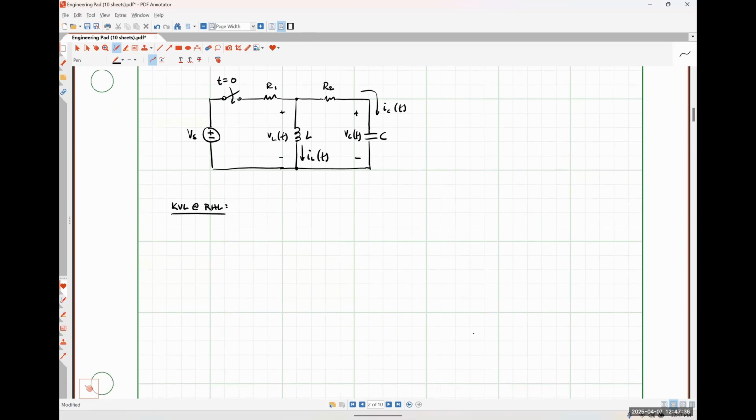And so looking at this guy, I might say that the voltage drop across my inductor, VL of t, is going to be equal to the voltage drop across that resistor R2, which could be expressed as R2 times IC of t, plus the voltage drop across that capacitor, VC of t. Does anybody have any questions, comments, or concerns about this relationship?